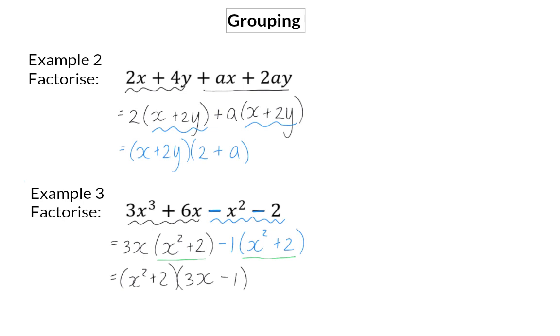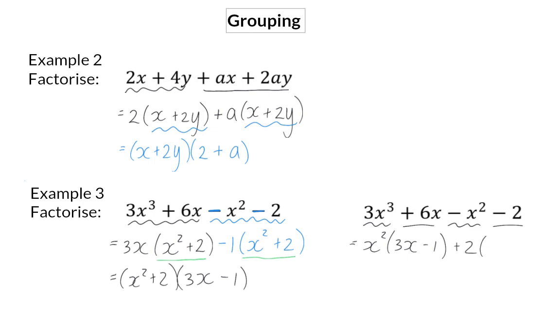With grouping, you can play around with the groups. It's not always necessary to group the first 2 terms together. For example, in the last question, you could have also chosen to group the first and the third term together and take out x squared as a common factor, and then you'll be left with 3x minus 1. When you then group the second and fourth terms together, you can take out plus 2 as a common factor and be left with 3x minus 1.